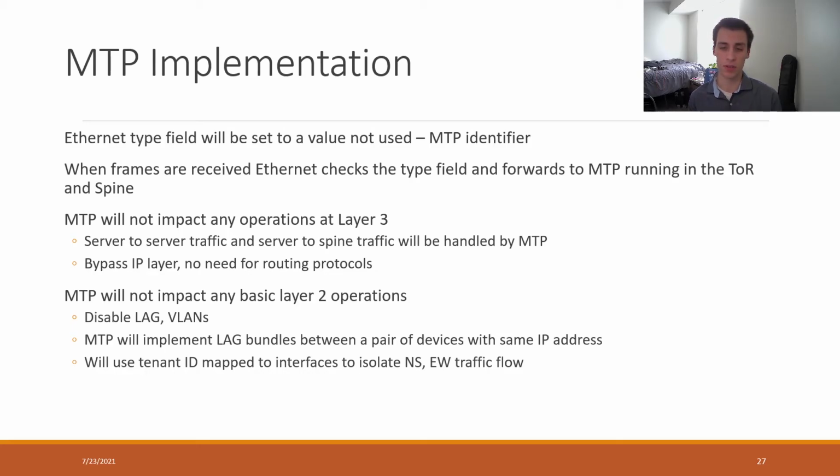MTP also does not impact any basic layer 2 operation. MTP will use link aggregation bundles between pairs of devices with the same IP. This allows you to disable LAG in VLANs. It will also use tenant IDs on the interfaces, therefore isolating north-south and east-west traffic flow.